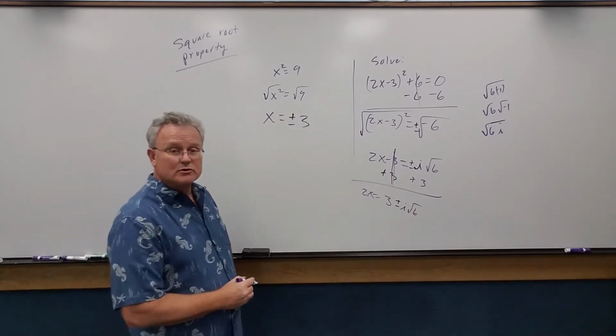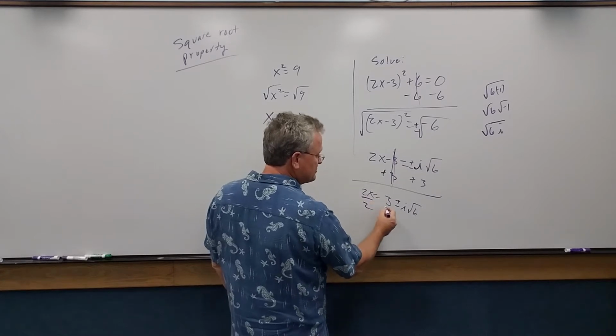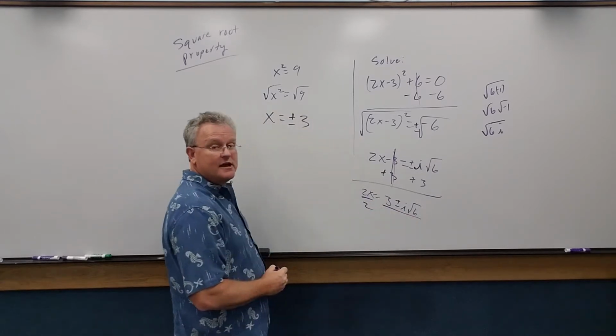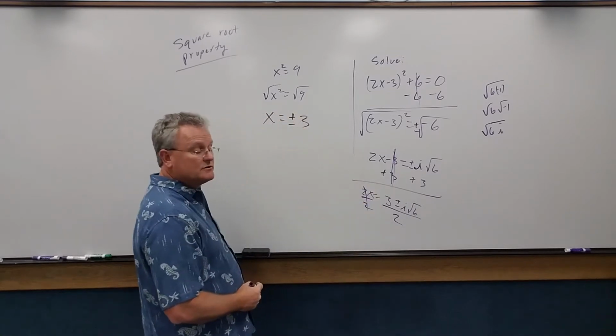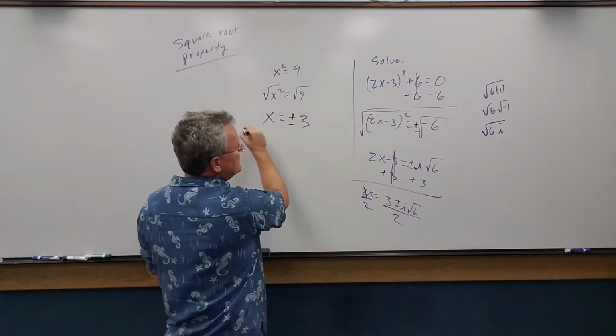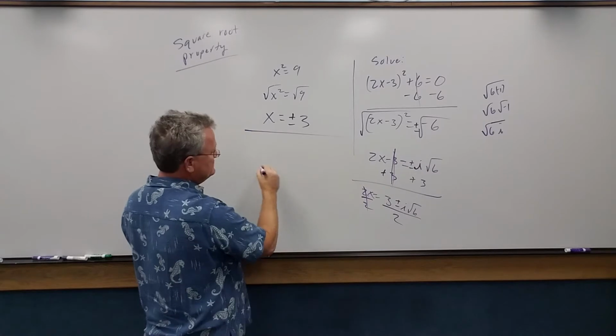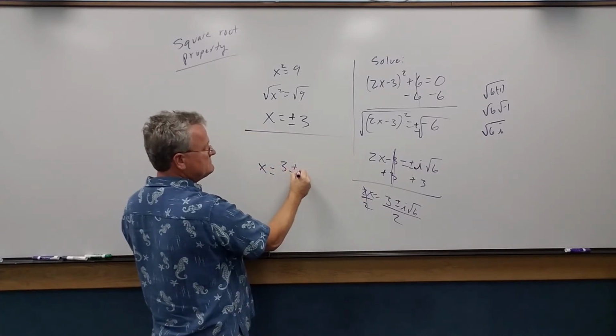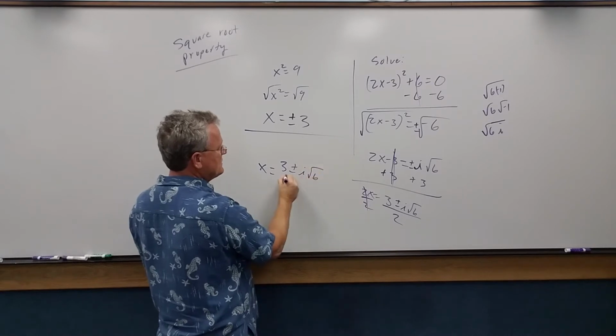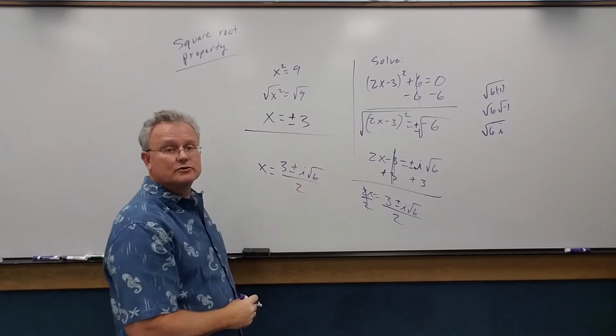Last, we divide both sides by 2. Make sure that entire side on the right is divided by 2. Those cancel. And our answer for this equation is x equals 3 plus and minus i times the square root of 6 over 2.